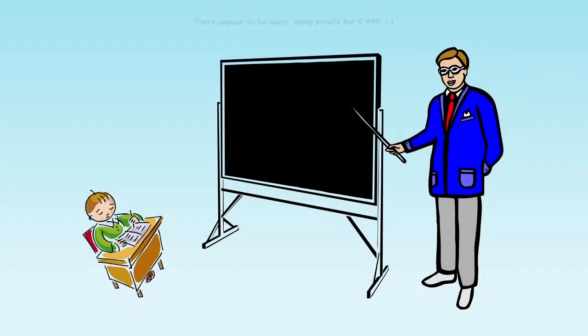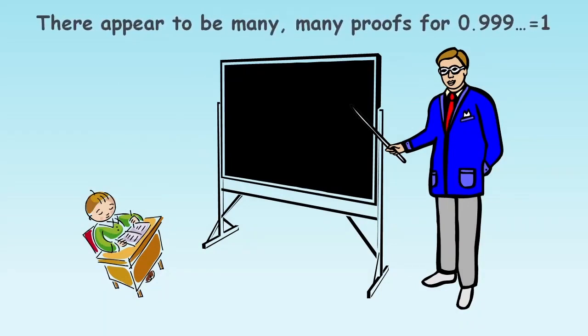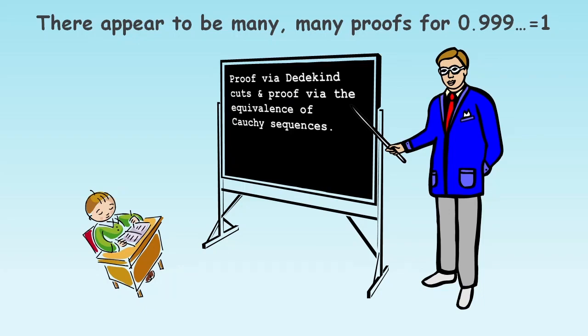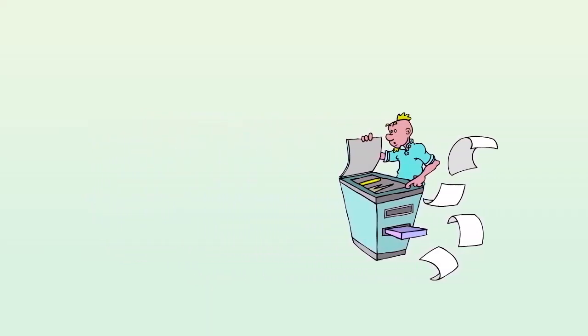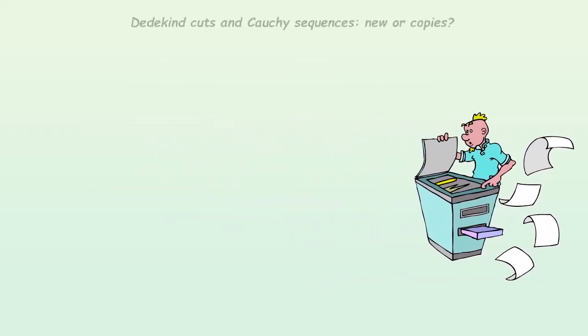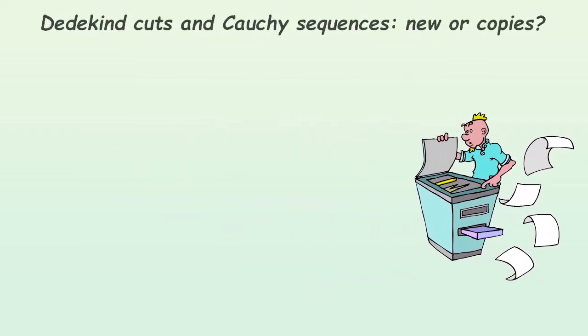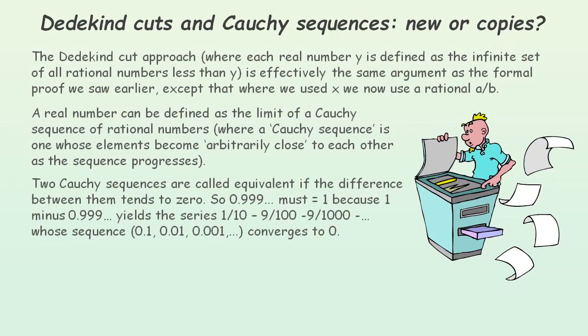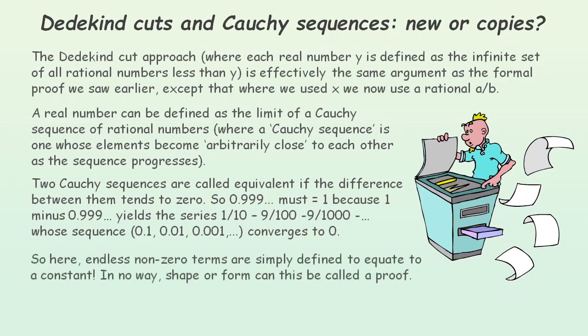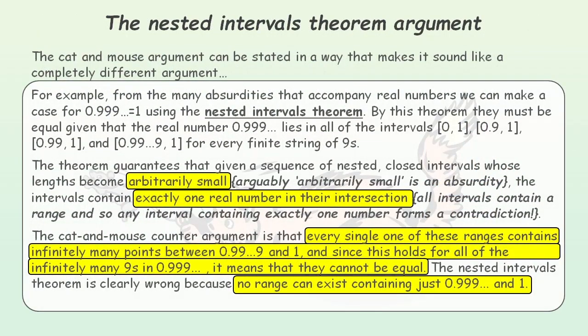The unsuspecting layperson can feel bamboozled by the many complicated sounding proofs, all of which supposedly provide undeniable proof that 0.9 recurring equals 1, such as proofs based on Dedekind cuts and the equivalence of Cauchy sequences. Not to mention the proof using the nested intervals theorem. The proofs keep coming like paper churning out of a photocopier. Now, if we've already rejected the concept of real numbers, then we're not going to accept these extra proofs which are based on methods for supposedly constructing real numbers. And so there are no significant new arguments here at all. They are just repackaging copies of arguments that we've already covered.